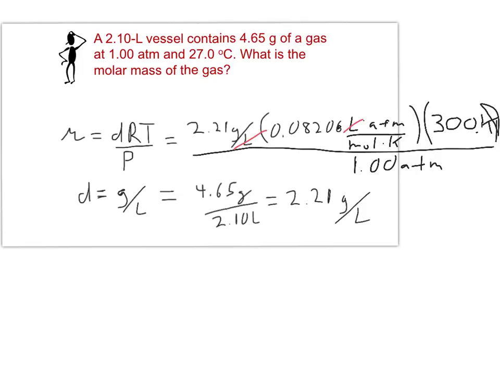Liters cancel. Atmospheres cancel. Kelvin cancels. And you're left with units of grams per mole, which is what a molar mass is. If I do those calculations correctly, I get the molar mass to be 54.4 grams per mole.